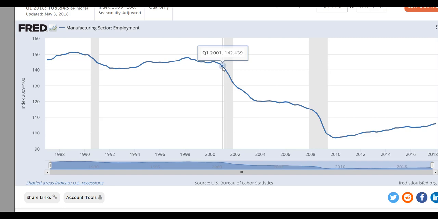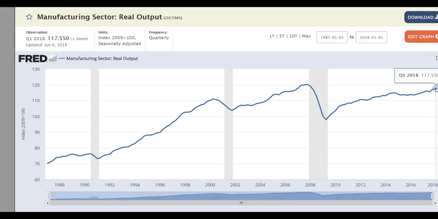But despite the fact that we are employing low levels of people in the manufacturing sector, we are producing much more than ever before. Look at the production level in 88 compared to the current production output. This is technological innovation and automation typical of developed economies.